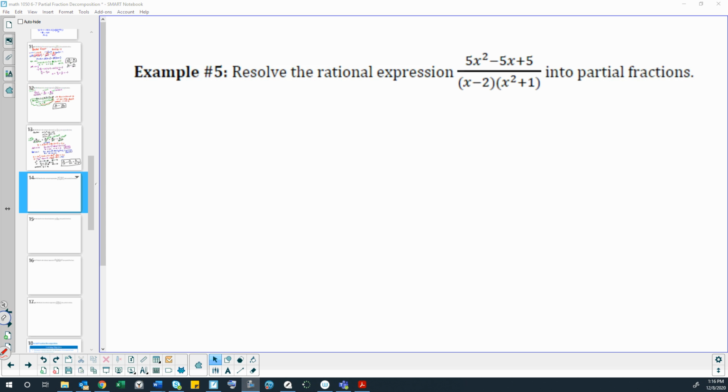All right, here we are on example 5 in section 6.7, partial fraction decomposition. This one has an irreducible quadratic factor. I don't know if I can even spell that. Irreducible. Ugh, I don't think that's right. Quadratic.